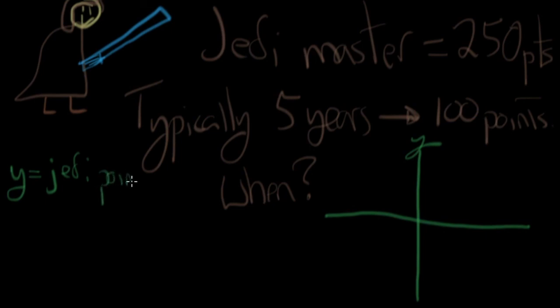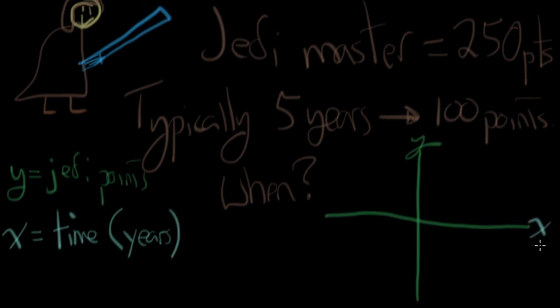Jedi points. And then my x-axis is going to be time. And we're going to be really specific, of course, and say my time is going to be in years. Okay, so there we go. That's what we've got going on. And we can draw a line right now.